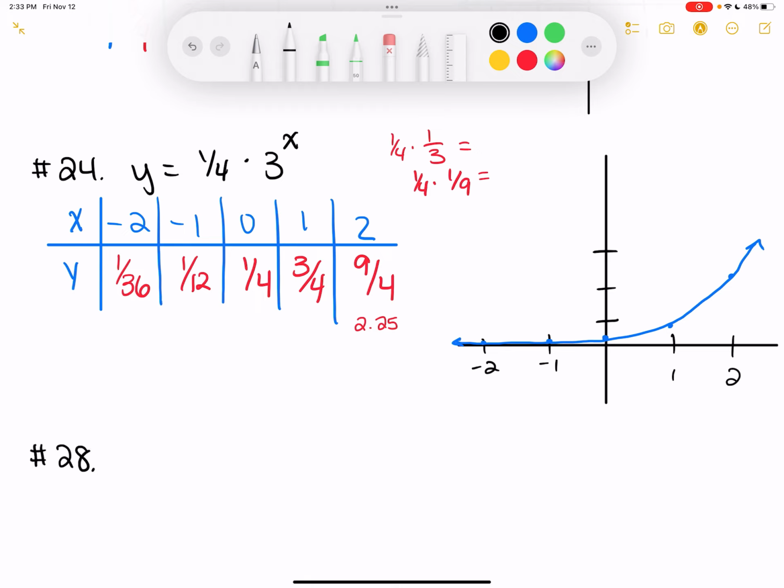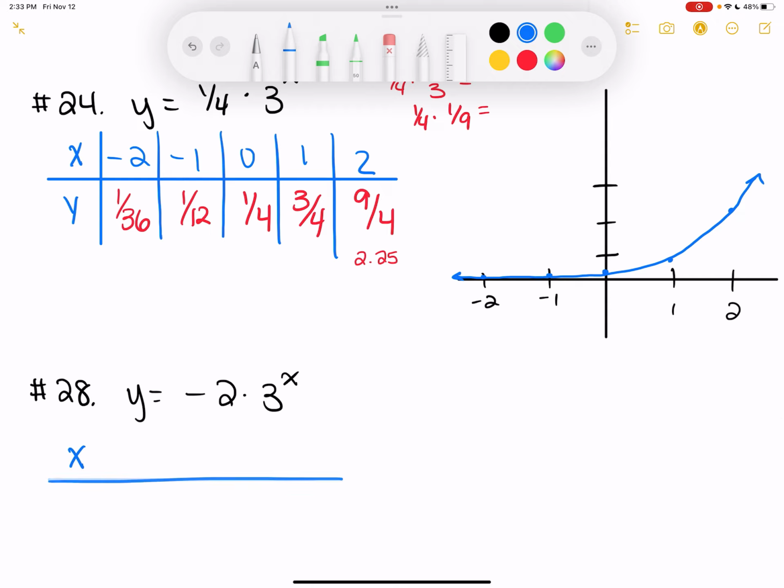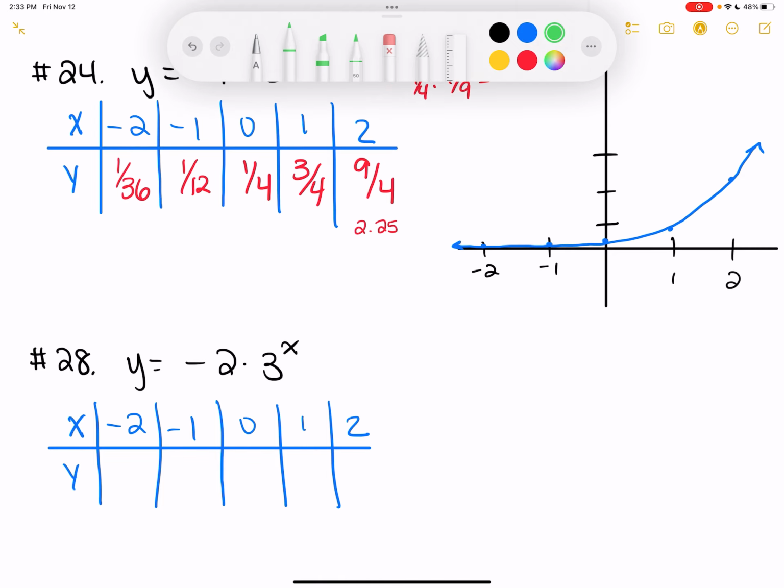All right, 28. Y is equal to -2 times 3 to the x. Notice that this 2 out front is negative, so make sure you pay attention to that when we're solving these. So put a 0 in for x, and what happens? 1. 1 times -2 is -2. Put 1 in for x.